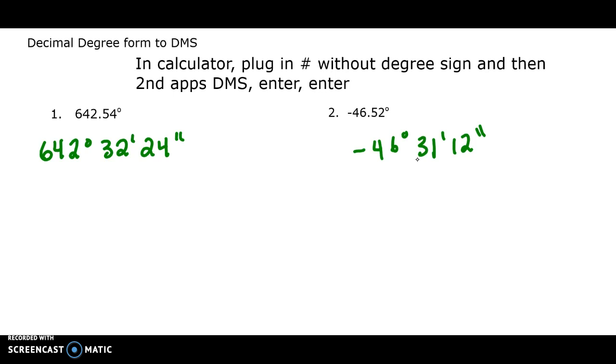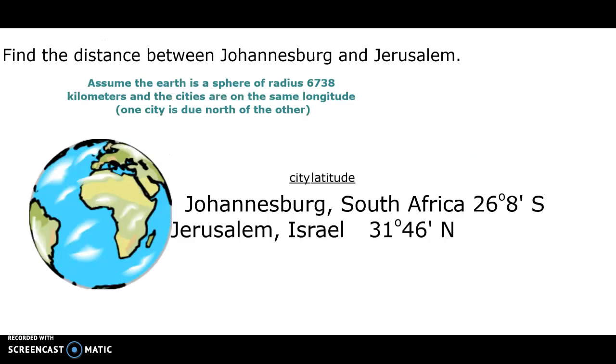All right, now let's put this into a context of a problem. It's probably like, why are we doing this? This is all kids ask in math class. So let's put it into a context. So what we are going to do is find the distance between Johannesburg and Jerusalem. And like it says here, assume the Earth is a sphere of radius 6,738 kilometers, and the cities are on the same longitude. In other words, one city is due north of the other. I'm going to help you get started on this one, and then I'll have you finish.